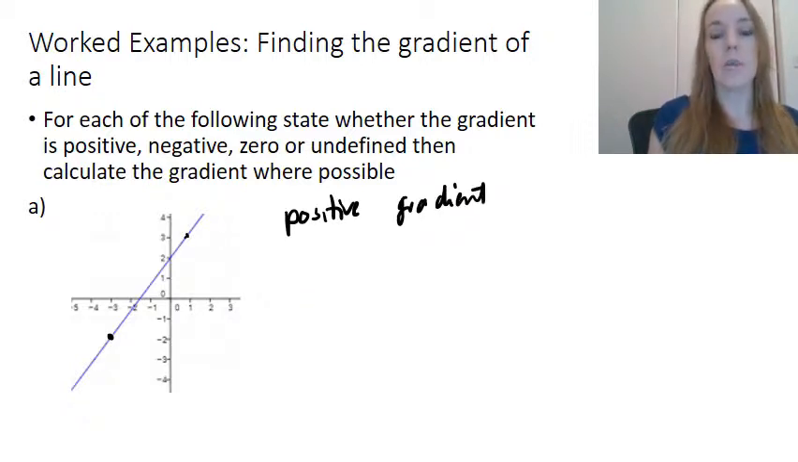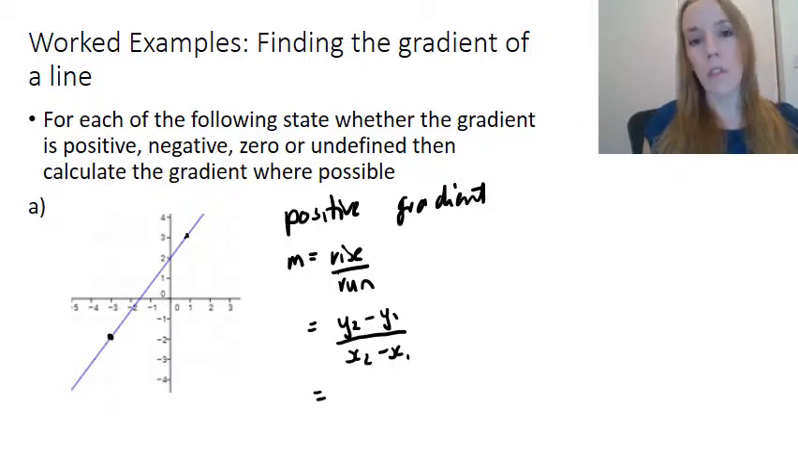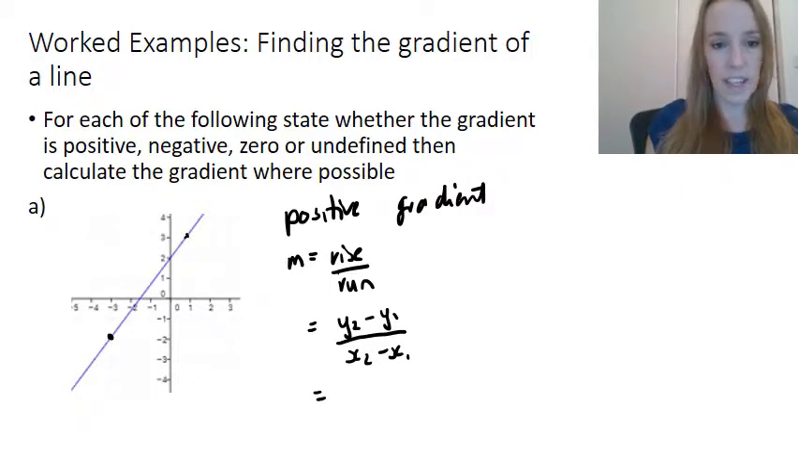So the next thing we have to do is calculate gradient. So our formula for gradient is our rise over our run. Rise divided by run. So to do that, we're also going to do y2 take y1 over x2 take x1. So with your line, you can pick any point you want. Obviously, if it's sitting directly on a point, it's going to be easier because you're not dealing with decimals or anything like that.